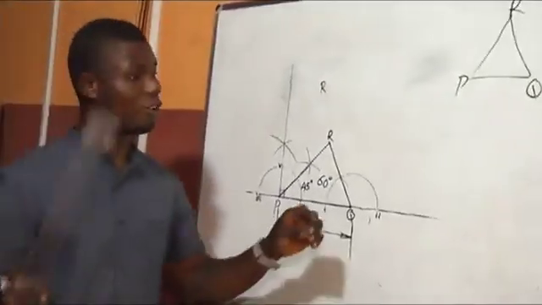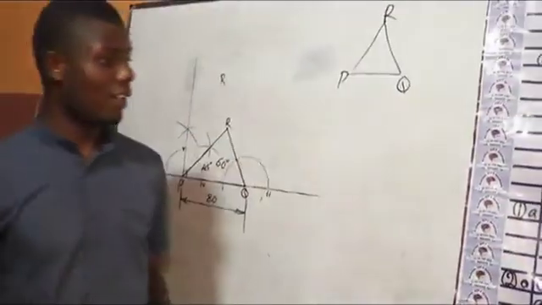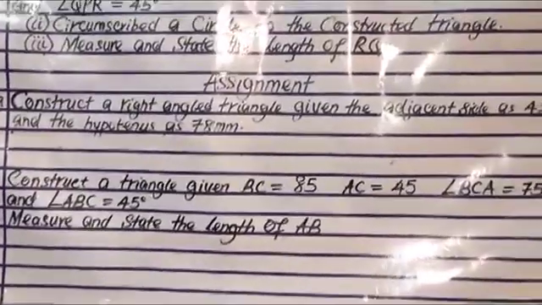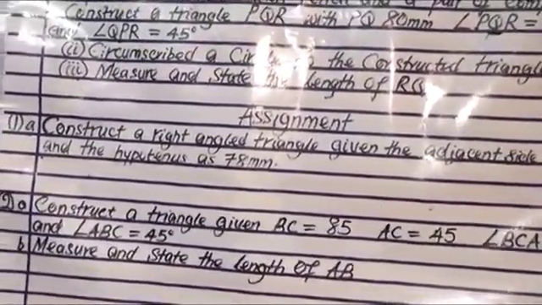Alright, so that is all for today. I have an assignment for you here. You have to construct a right angle triangle giving the adjacent side as 42 millimeters and the hypotenuse as 78 millimeters. All right, and you have the second one here.